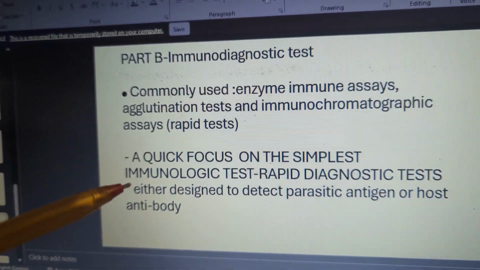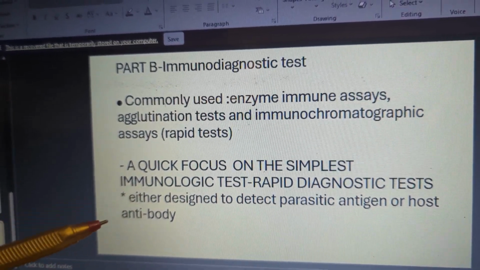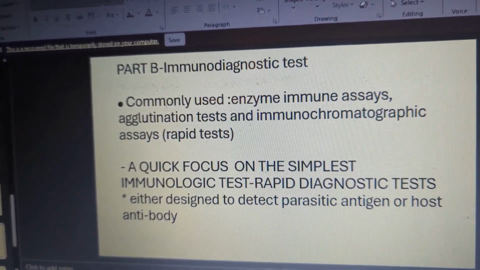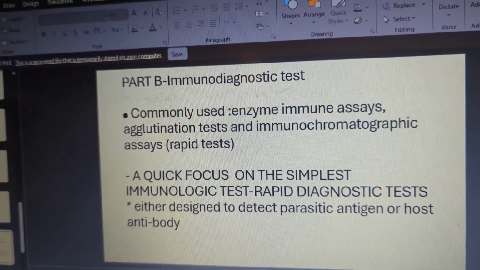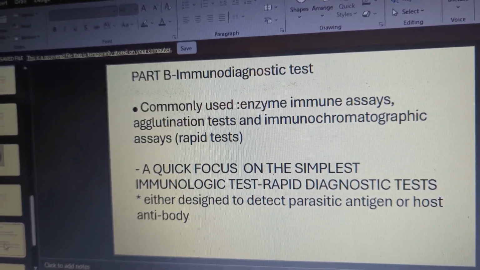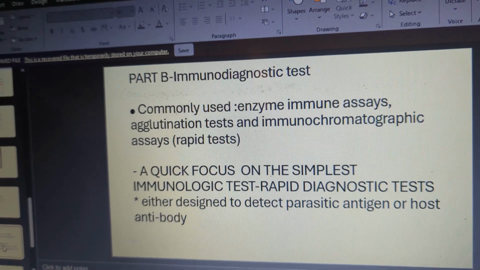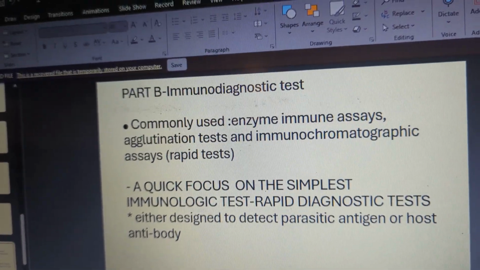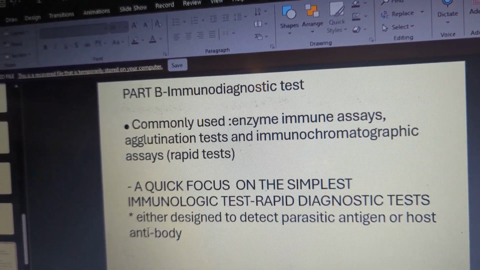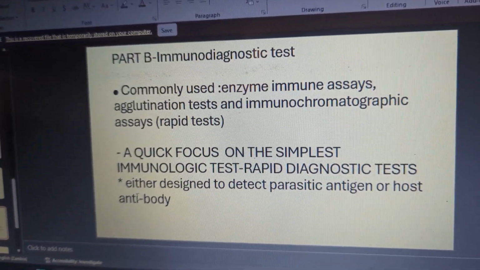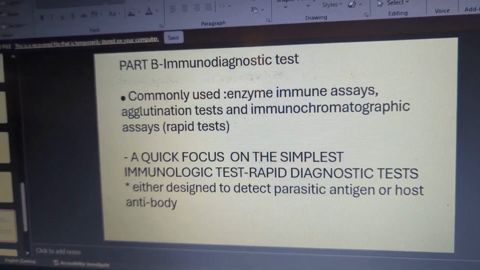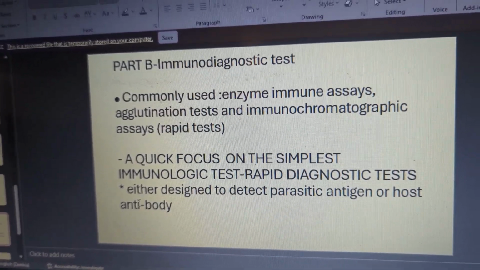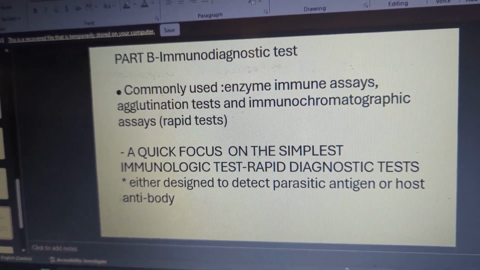Immunochromatographic assays. So we will just quickly run through the principle of rapid diagnostic tests, to get the overall scope of immunodiagnostic tests and immunological methods. Note that with whatever immunologic test it is, you're trying to detect the parasitic antigen, a molecule, or you're trying to detect the antibody generated from the host.